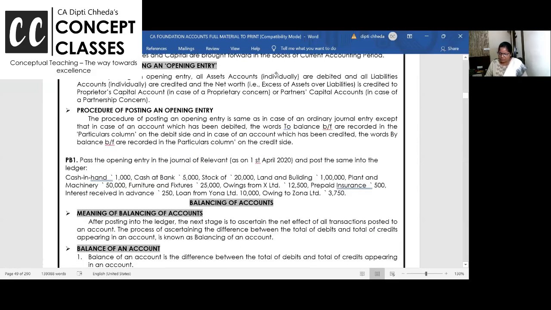Yeah, last one for today. Pass the opening journal entry. Can we pass opening journal entry? I said opening journal entry means you need to bring the last year's closing balances as opening. So that journal entry, when you want to pass, how will you do that? Opening entry.